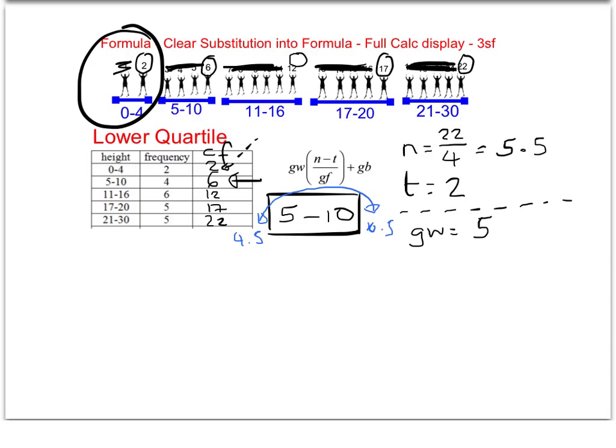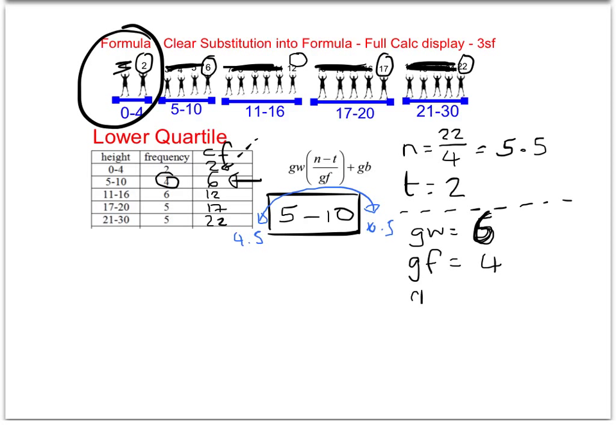Is that right? 4.5 minus 10.5 is not 5. 10.5 minus 4.5 is 6. Silly me. 6. So 4.5 to 10.5 is 6. That's the group width. The group frequency is the number of people identified here, 4.